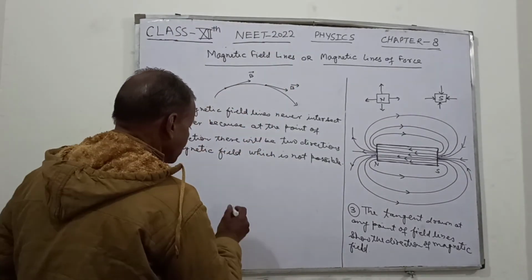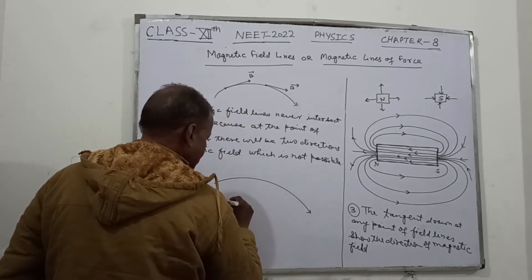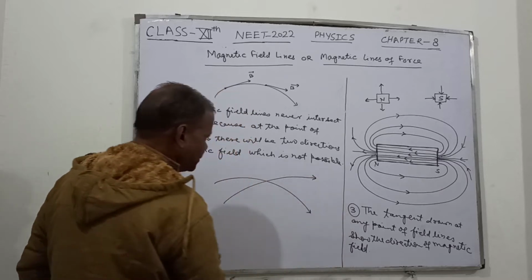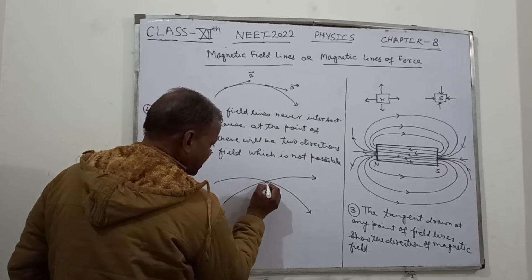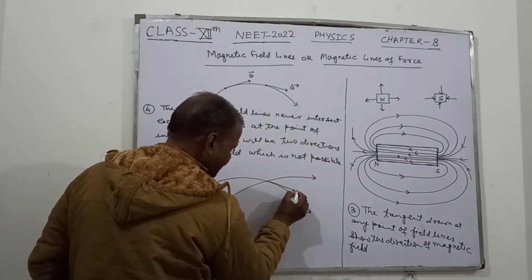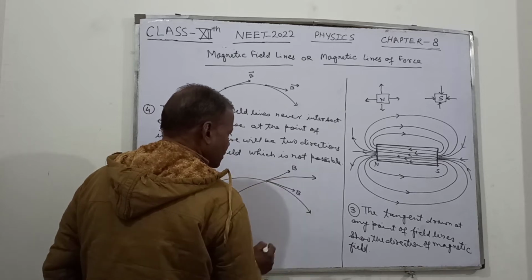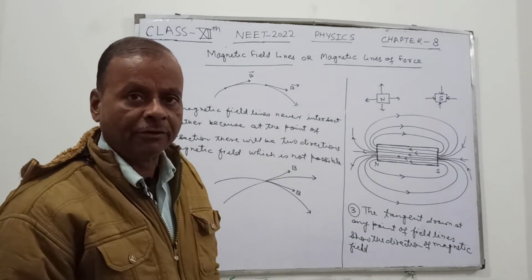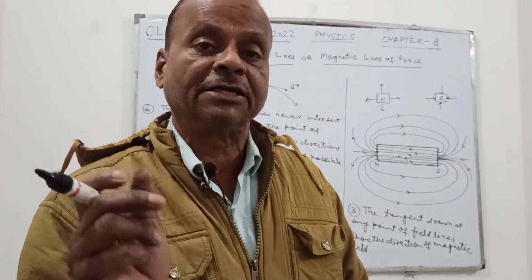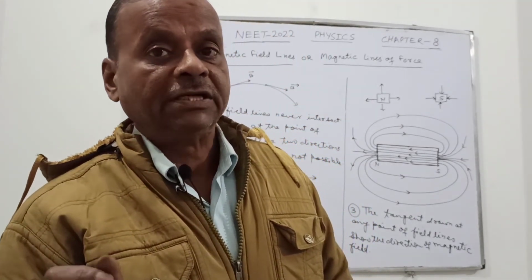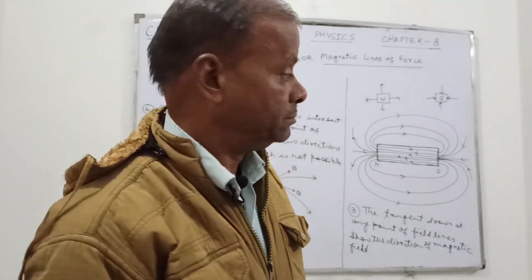So suppose this is a field line and this is another field line like this. This is the point of intersection. At this point of intersection, this will be the magnetic field B and this will be the magnetic field B. Since there is a single magnetic field, a single magnetic field cannot have two directions. It will have only one direction. This is why the magnetic field lines never intersect each other.